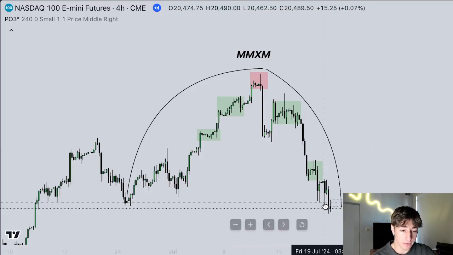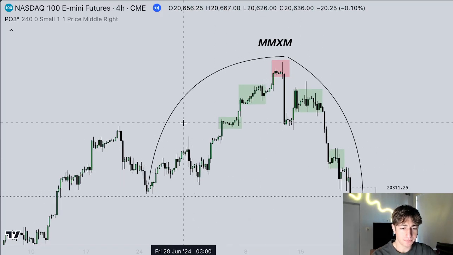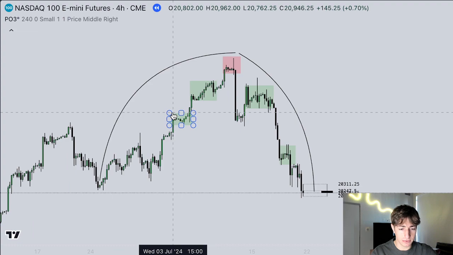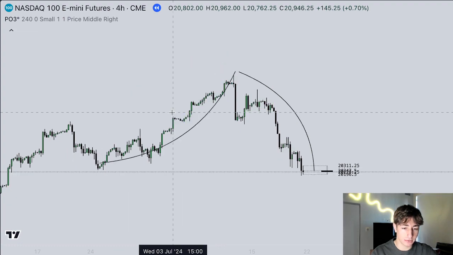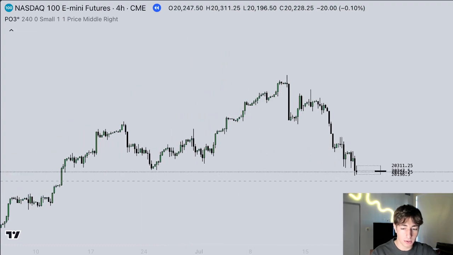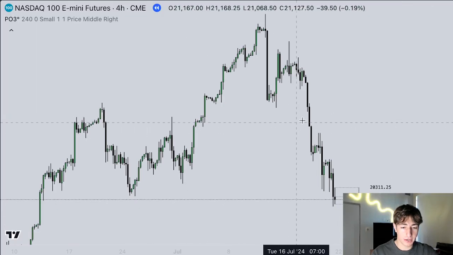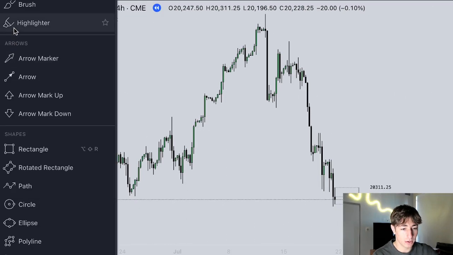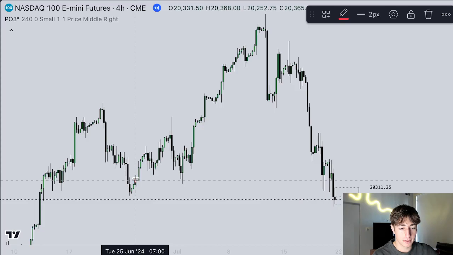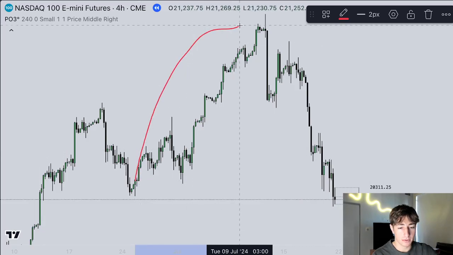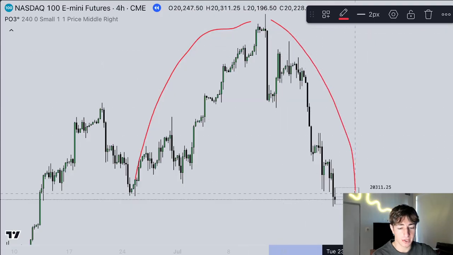But without further ado, let's get into it. I'm going to delete this stuff here just so we can go back over it. Essentially, within a market maker model, we are always going to have our buy side curve and then our sell side curve.